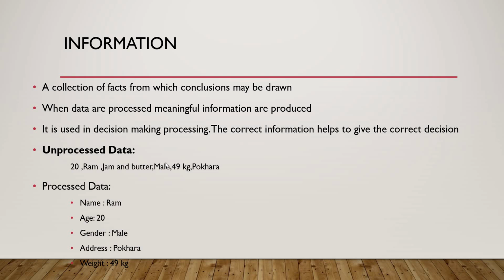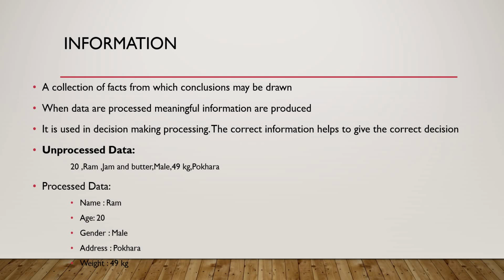Now, information: a collection of facts from which a conclusion may be drawn, or which produce some kind of conclusion, is known as information. When data are processed, meaningful information is produced. If you arrange the data in proper format, then you can get meaningful information. This kind of information is used to make decisions. If your information is correct, it helps you give the correct decision. Without correct information, you can't have correct decision.